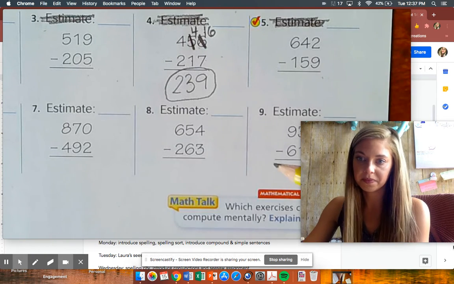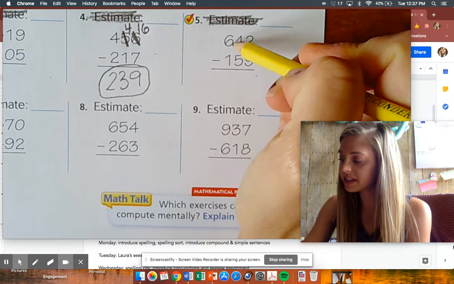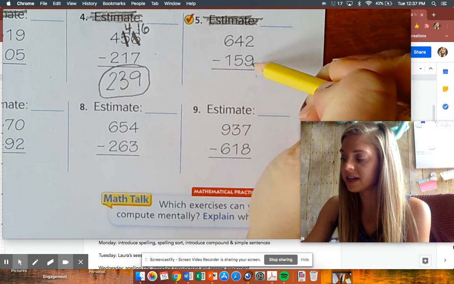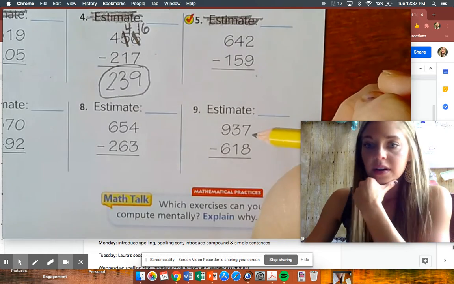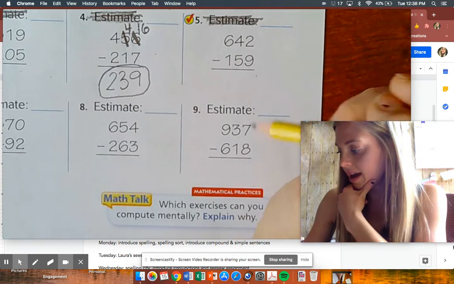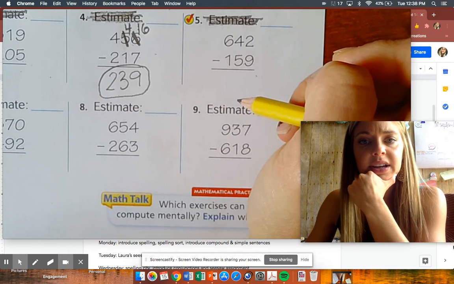Next problem. Problem number 5. 642 minus 159. All right, so we're always going to start in the ones place, right? 2 minus 9. What's 2 minus 9? Let's see.